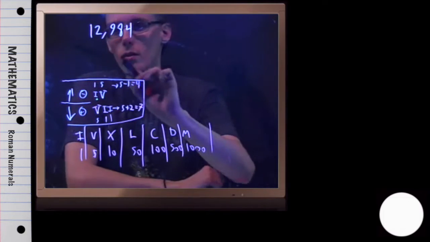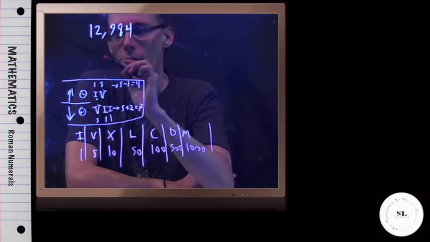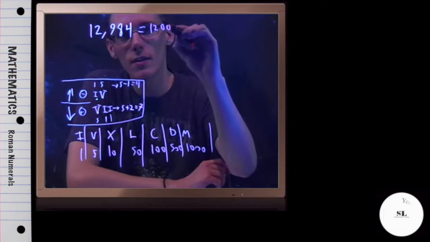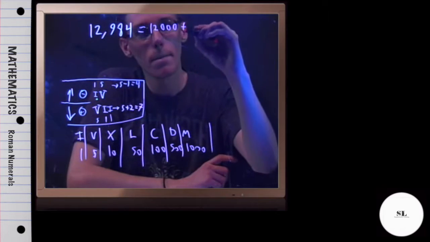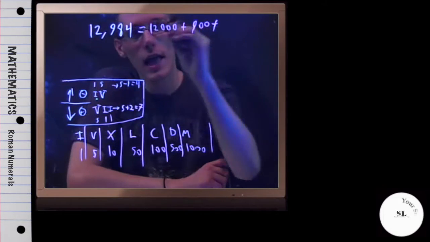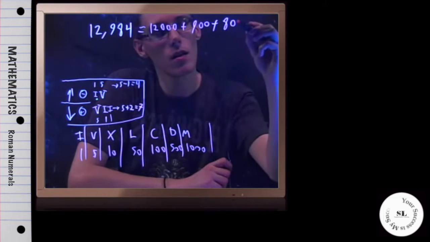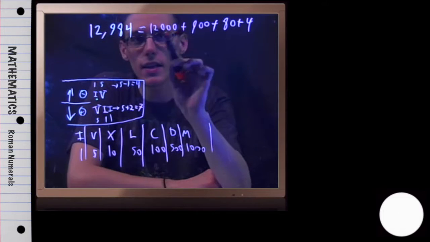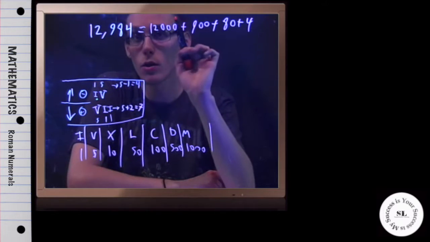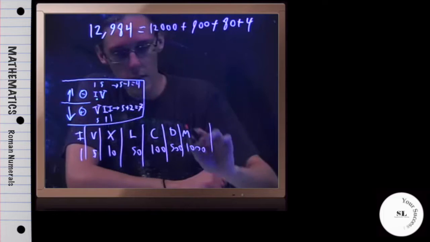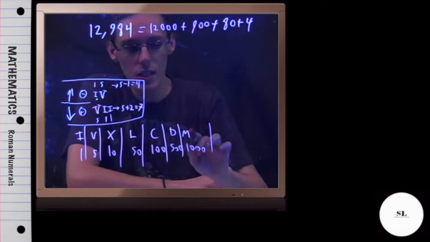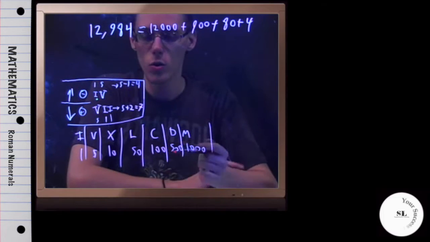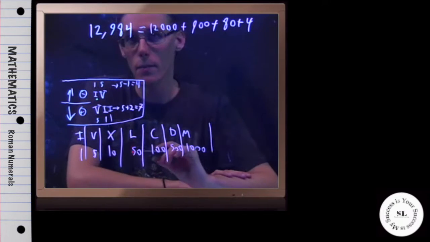Now, we're going to try to convert this number, 12,984. And you may be thinking, why did I keep these together? Why didn't I say 10,000 plus 2,000? Well, because notice that we don't have a symbol for 10,000 down here. The chart stops at 1,000. So I have to use these to write my place values.